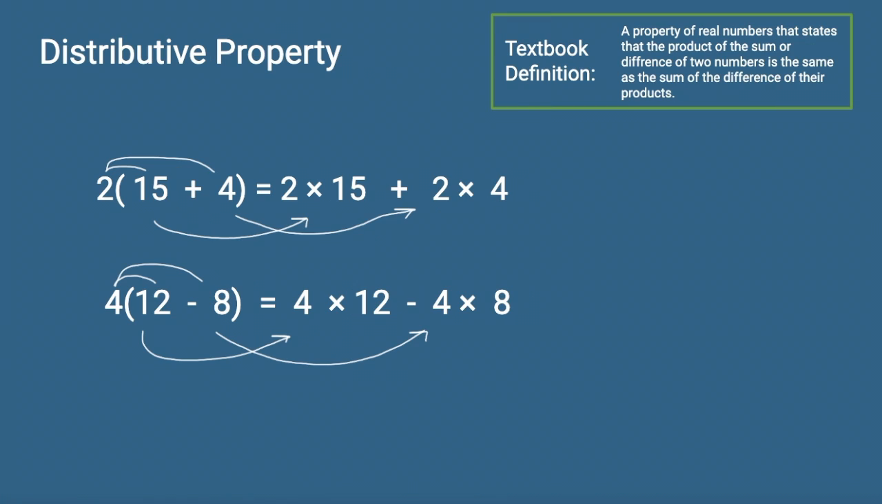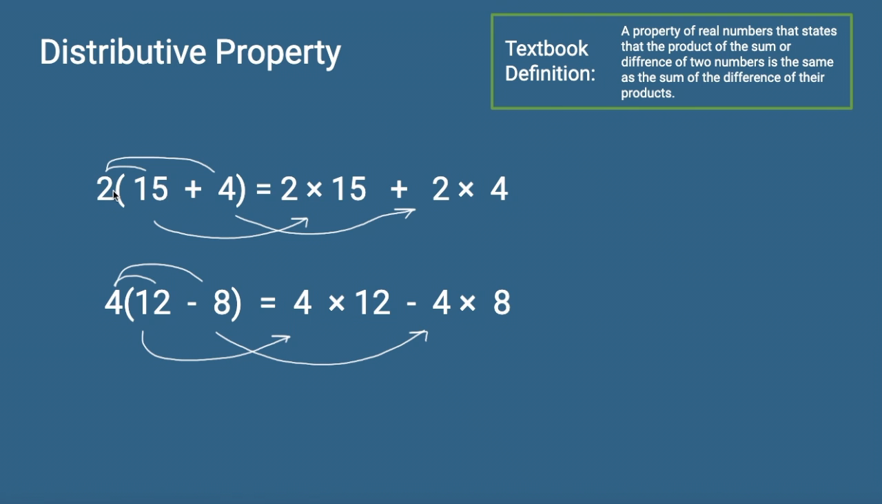Okay, now for the distributive property. This is going to be the most important thing you will need to know, and it's going to be a little bit difficult compared to the other ones we saw. So basically, let's read the textbook definition. I think it's going to be somewhat helpful. A property of real numbers. Whenever you see this, just ignore it basically. And that states, so that's still more fluff, the product of the sum or difference of two numbers is the same as the sum or difference of their products. Okay, that might not be helpful.